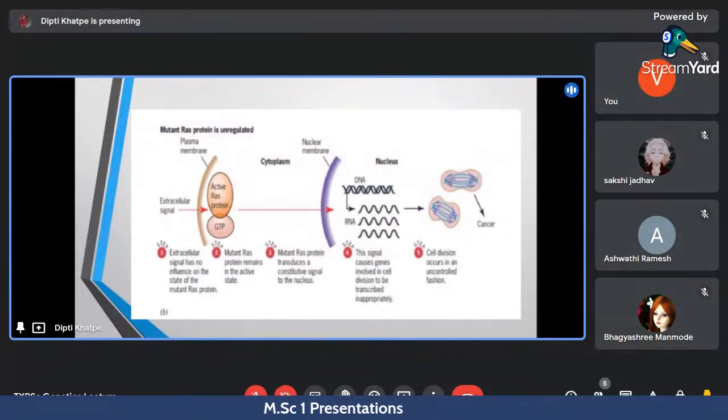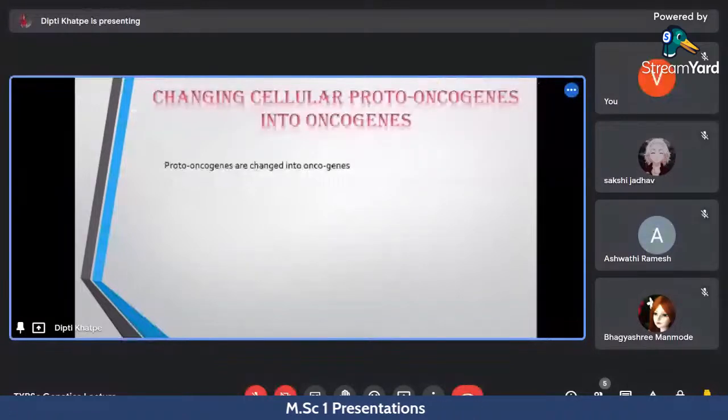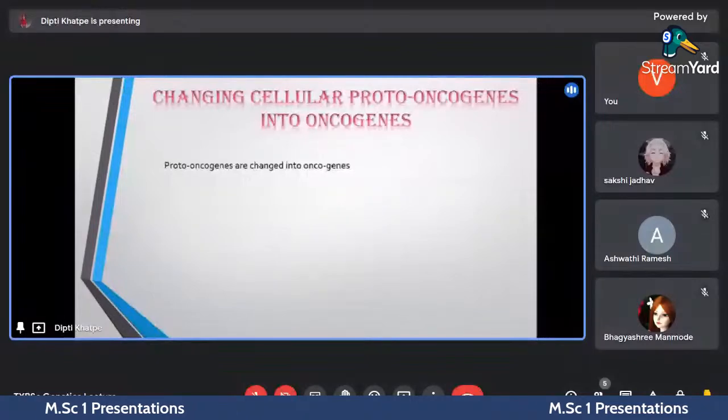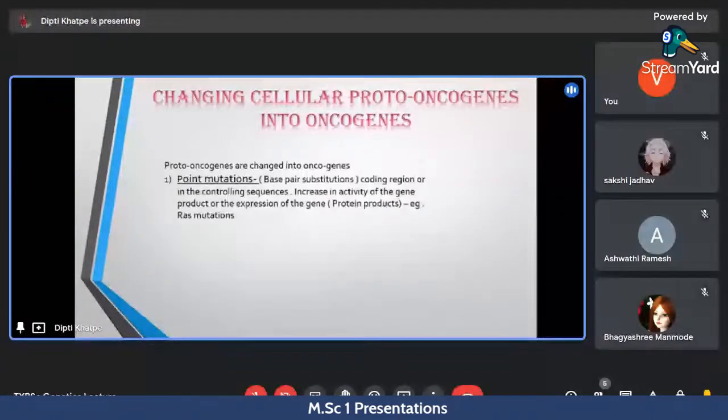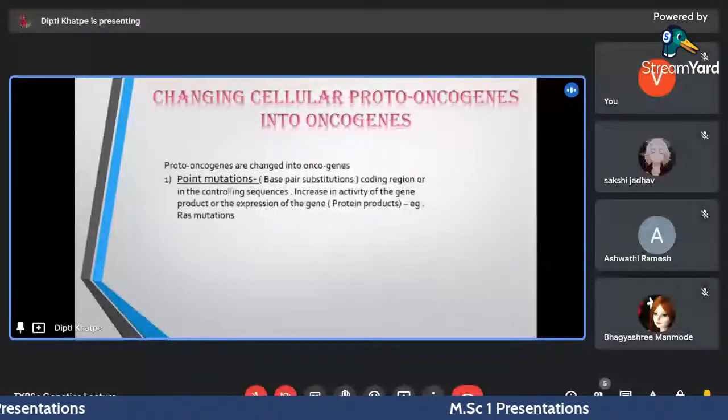How are normal cells changed into oncogenes? Proto-oncogenes are changed into oncogenes by point mutation, also called base pair substitution, in the coding region or in the controlling sequence, which increases the activity of the gene product or the expression of the gene protein product. An example is the RAS mutation.